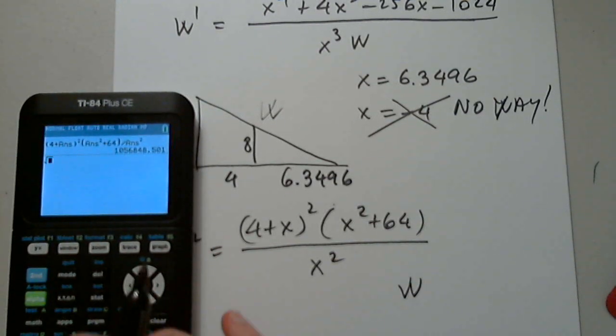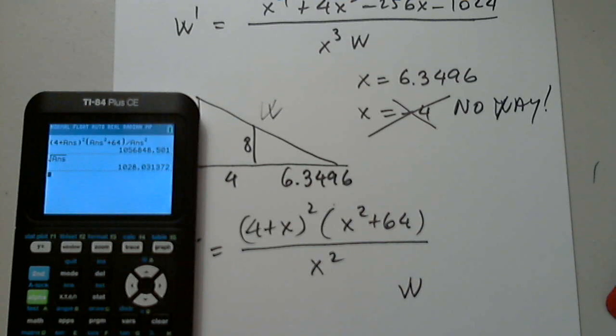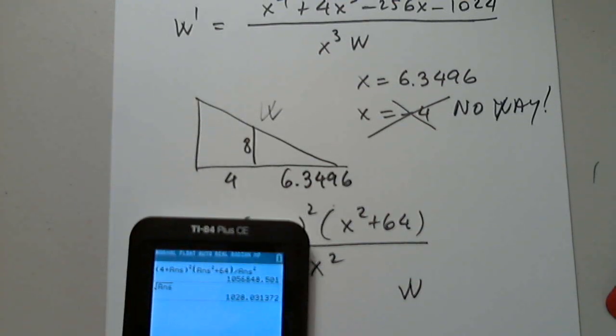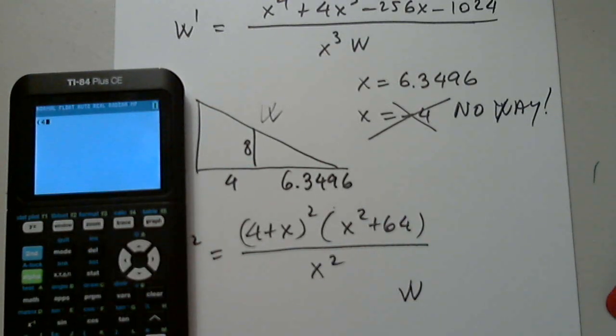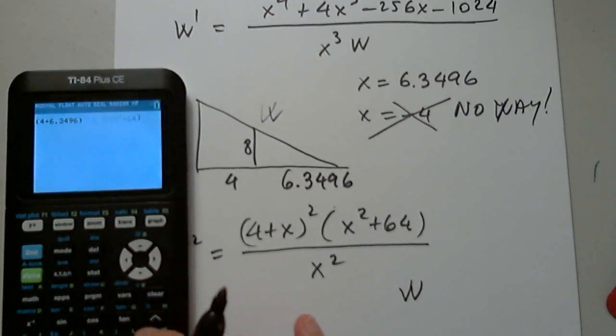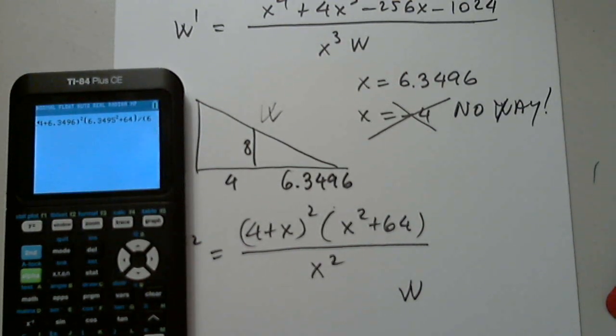Take the square root of the previous answer, which makes no sense, but I think I had a different answer in there or something. So let me do it again. So 4 plus 6.3496 squared times 6.3496 squared plus 64 divided by 6.3496 squared. I can't see what I did, but I hope.